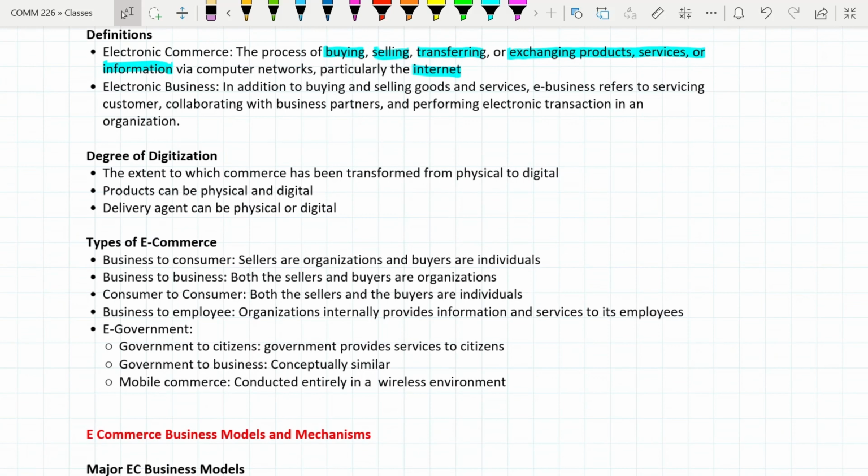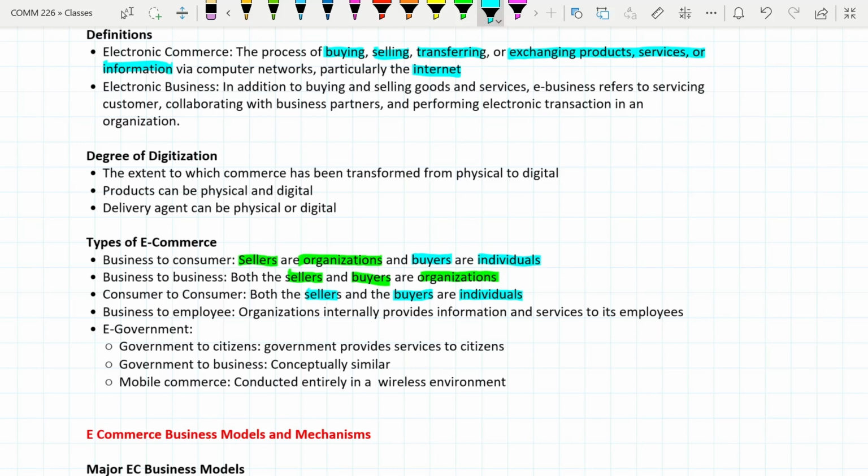So types of commerce, we have business to consumer, so B2C, where sellers are organizations and buyers are individuals. So let me highlight that. Sellers are the organizations and then the buyers are the individuals. Business to business, both the sellers and buyers are organizations. Consumer to consumer, both the sellers and the buyers are individuals. So the seller and the buyer are individuals.